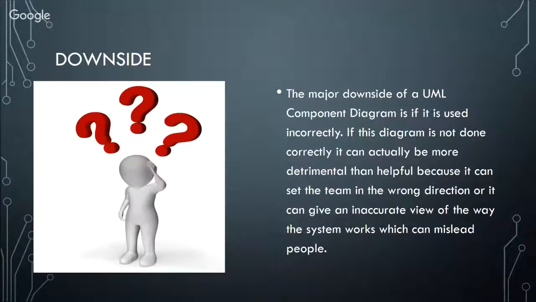Now, the real major downside of the diagram is there's only really one. If it's done correctly, it's a very powerful tool. But if it's done incorrectly, then it can actually be more detrimental than helpful. It can set the team in the wrong direction. It can give an inaccurate view of the way a system works. So things such as implementation later on can be mishandled because you're not sure exactly how the components work together. It's very important that it's done correctly, because if you do it wrong, it's going to be a major hassle on the system rather than a help. But as long as you do it correctly, it's a very powerful tool, like I said before.